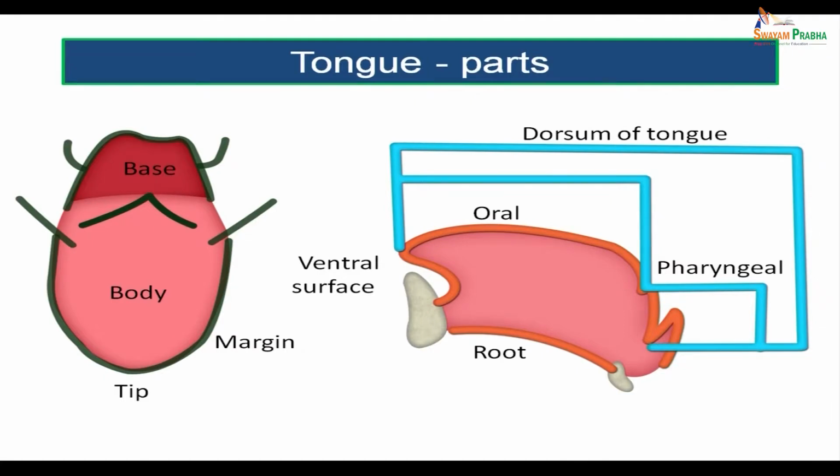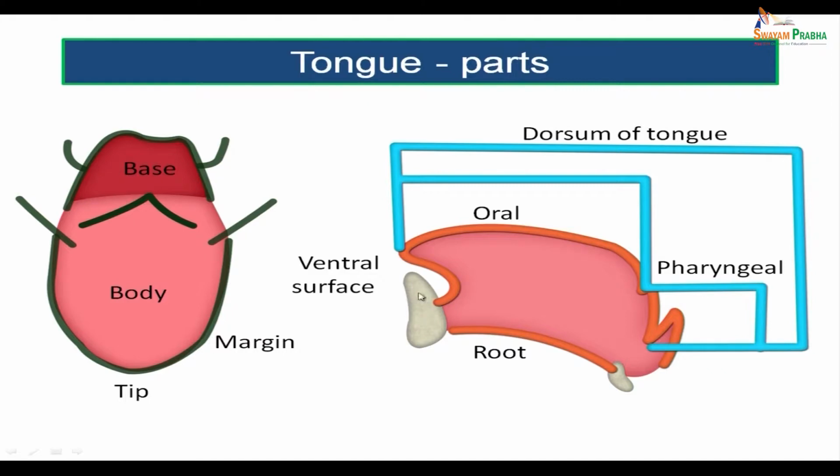Now let us see the parts of the tongue. If you see this particular picture, this is the dorsal surface of the tongue and this is the ventral surface of the tongue. The dorsal surface of the tongue is divided into two parts. The part which is in front in the oral cavity is the oral part of the tongue, and the part of the tongue which goes towards the pharynx, towards the back, is the pharyngeal part of the tongue.